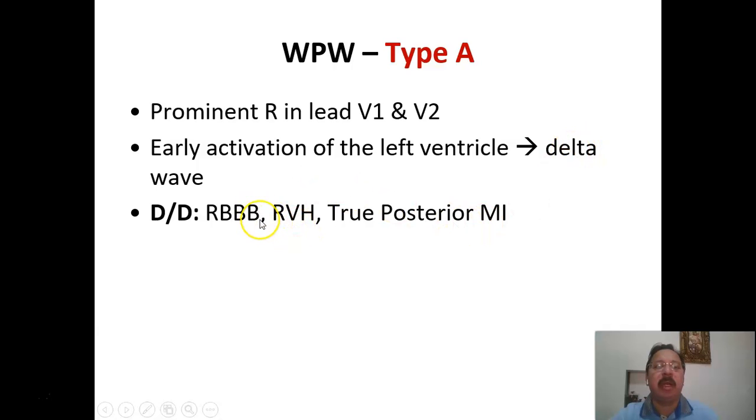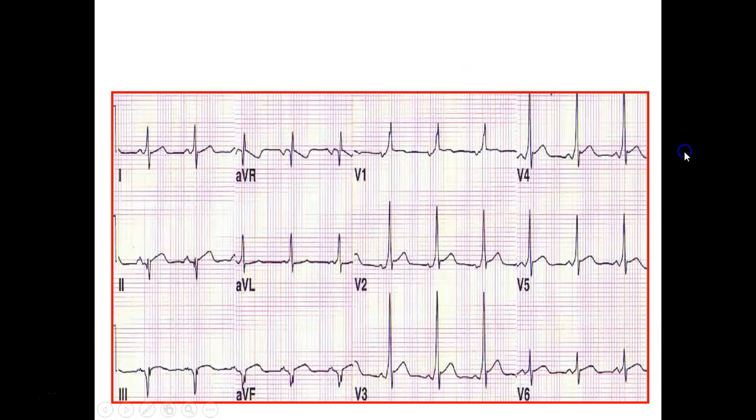You can differentiate it from right bundle branch block, right ventricular hypertrophy, and posterior wall myocardial infarction. These are the differential diagnoses of type A WPW syndrome. Look at this one, and just look at V1 and V2, and we get a tall R wave in V1 and V2. But if you carefully notice, the PR interval is short and there is slurring of the upstroke of the R wave. So this is your WPW syndrome type A.